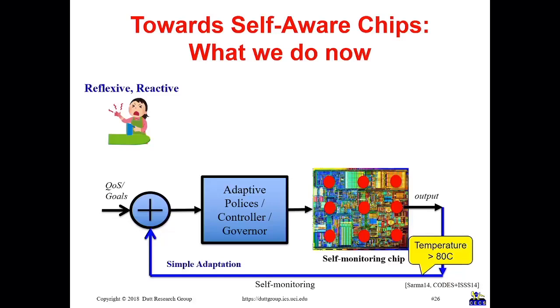And what we typically do is we have these adaptations where we have policies that allow us to monitor something and then go back and make a change based on some policy. So for example, if you notice that the temperature is high, you may have a policy that says, well, let's do some migration, let's throttle the frequency or do something like that. And this is what I would call a traditional reflexive or reactive model.